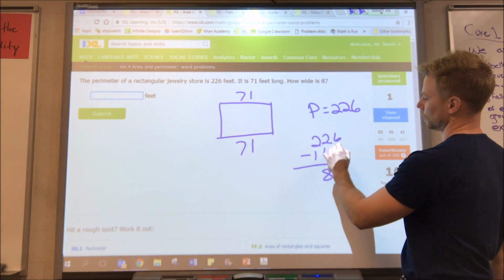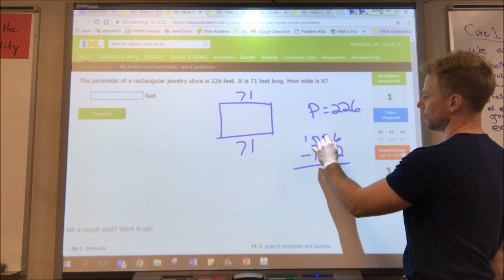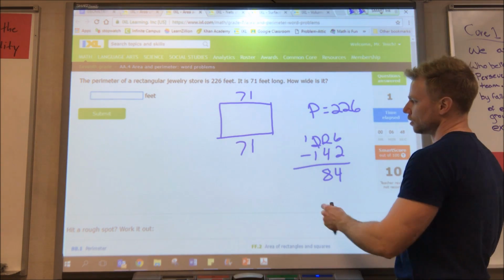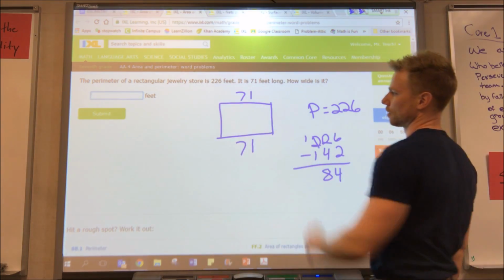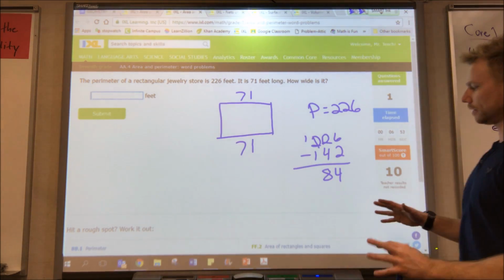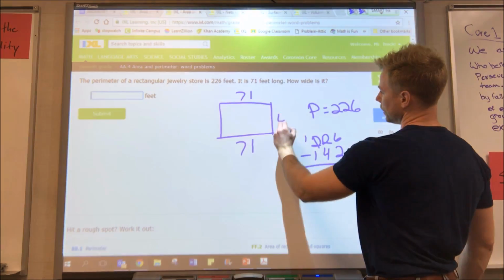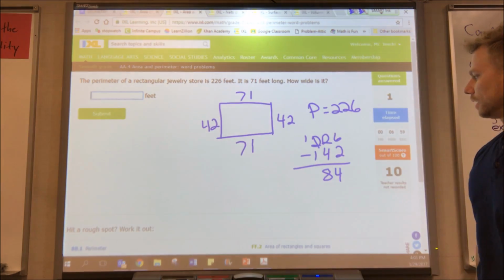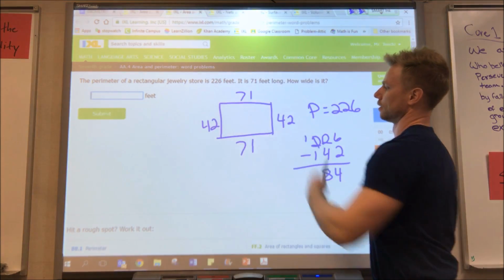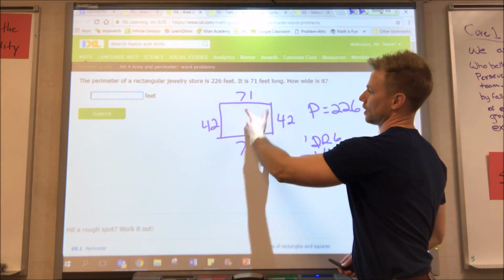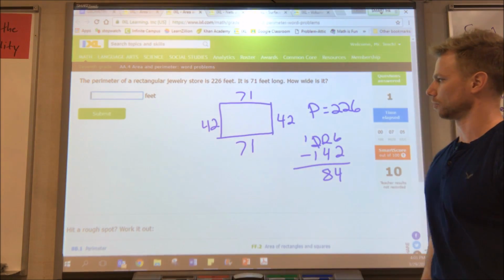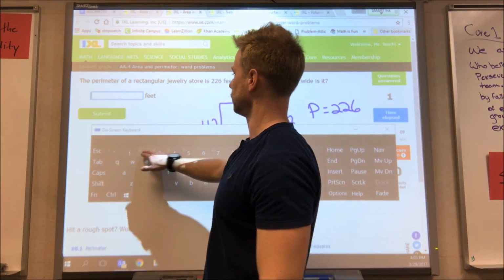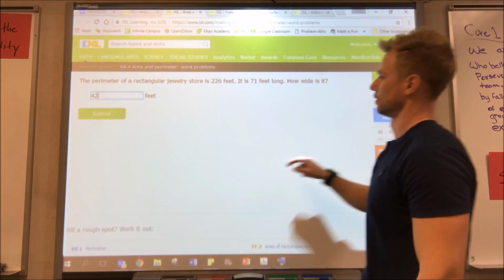84. 6 minus 2 is 4. We have to borrow. 12 minus 4 is 8. 1 minus 1 is 0. So these two sides together are 84. So we split that in half evenly. Each side is going to be 42 to give me a perimeter of 226 and opposite sides that are equal, which they have to be for a perimeter. So how wide is it? It would be 42 feet wide.